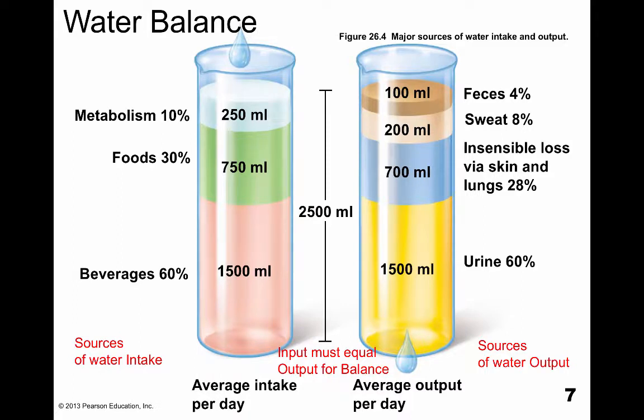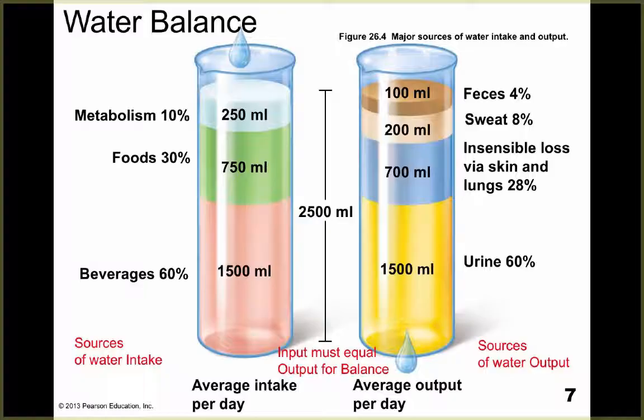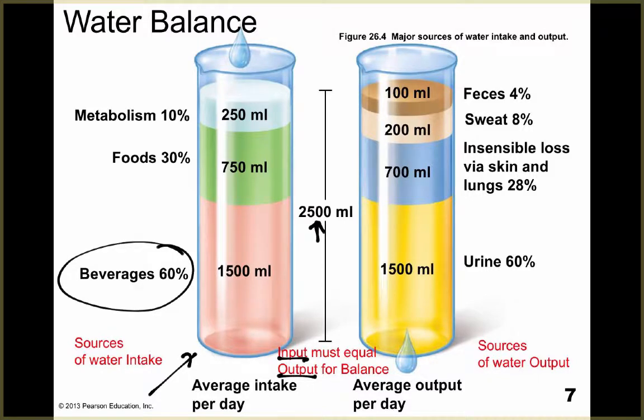Now, there's a balance of water in your body, and the amount that you input must equal the amount that you output to make sure your body is balanced. There's about 2,500 milliliters of this. Average intake per day, or sources of water: most of it comes from beverages, about 1,500 mils. The next most abundant is through food.